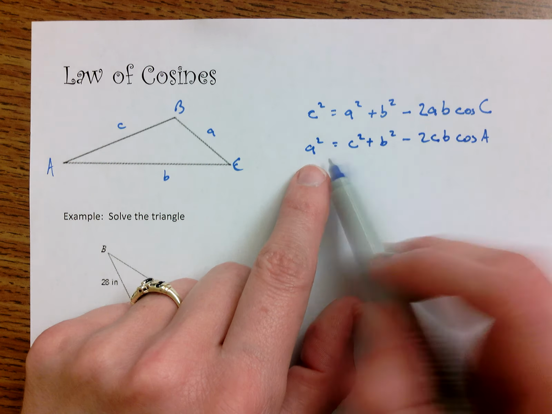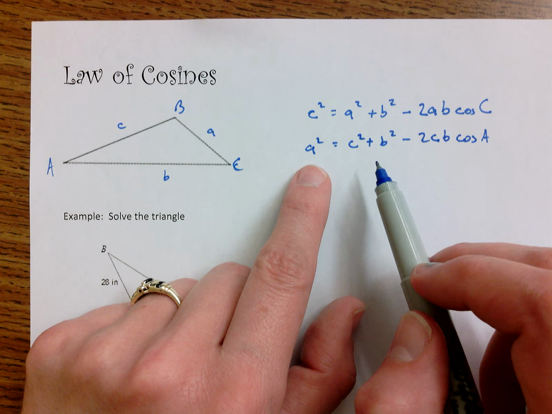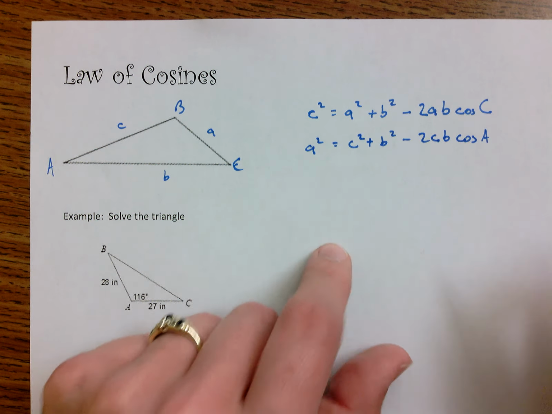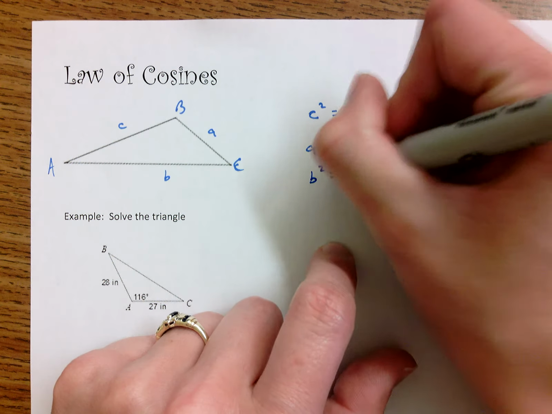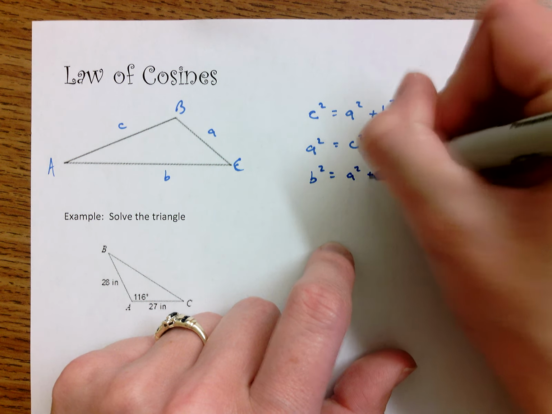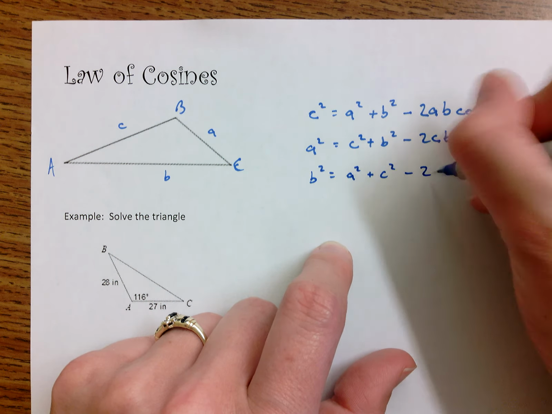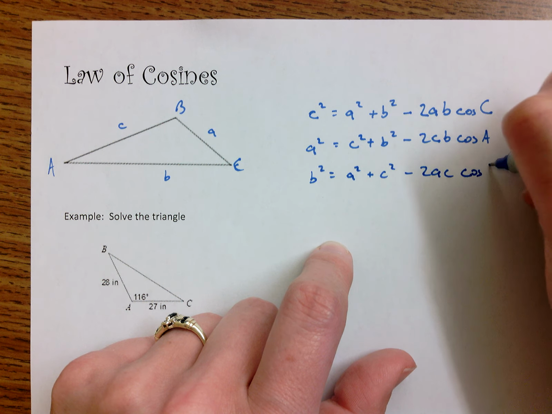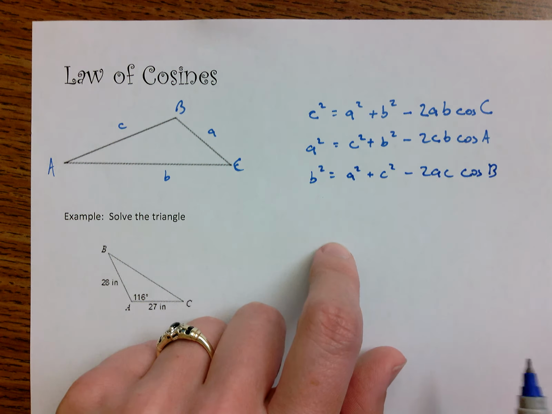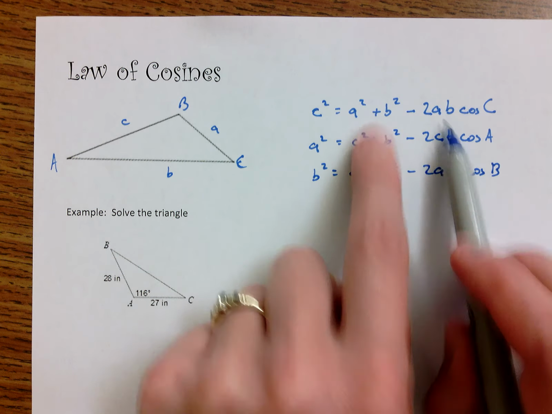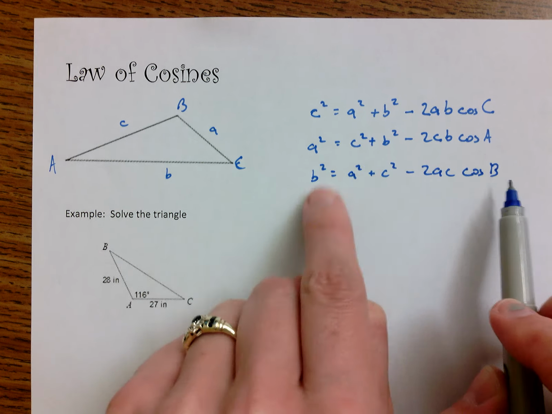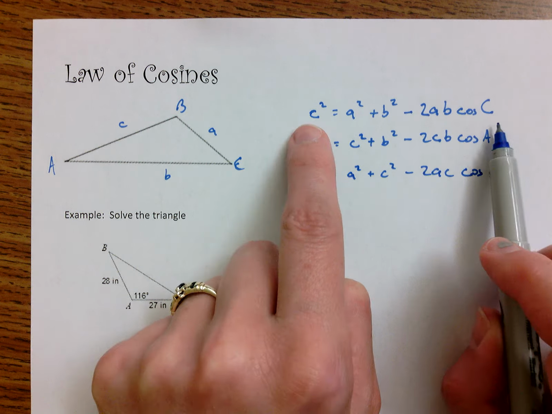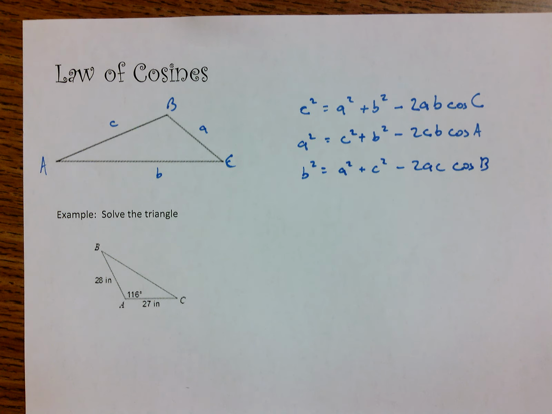The Pythagorean theorem doesn't work that way. The Pythagorean theorem is not interchangeable, but the law of cosines is. And then similarly, I could say that b squared is equal to a squared plus c squared minus 2ac times the cosine of B. So you're going to notice that these letters are always the same, and these always have to be an opposite pair.